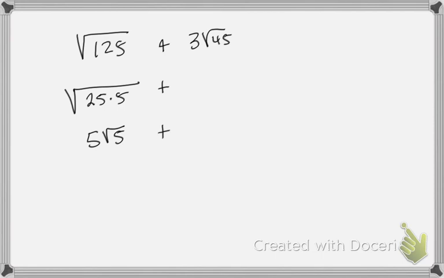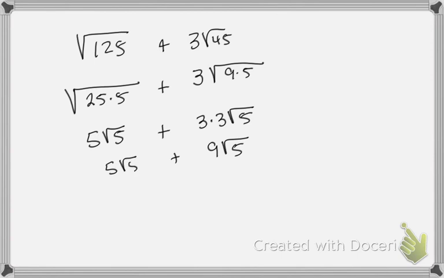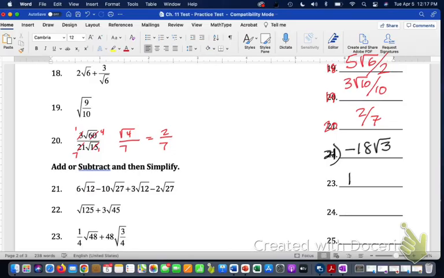Plus, now 45 has the perfect square of 9. So that's 3 times 3 times rad 5. So that's 9 rad 5. And this was a 5 rad 5. So now we're just adding the coefficients because they're both like terms. So how many rad 5s do we have? 9 and 5 is 14 rad 5. Okay, 14 rad 5.